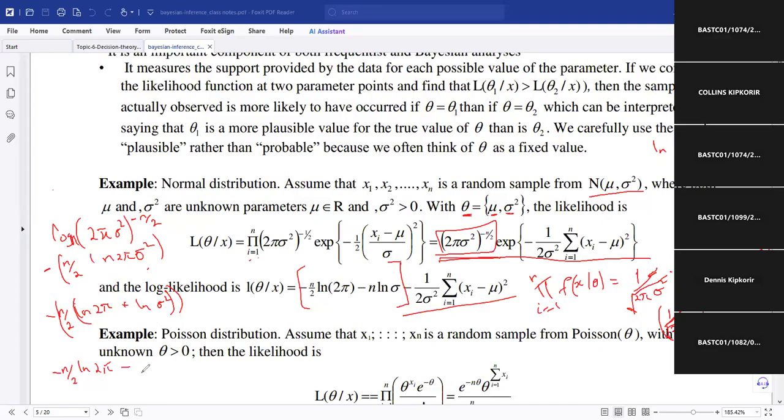2 multiplied by n over 2 ln of sigma, so that these 2 and 2 cancel, so that I have negative n over 2 ln 2 pi minus n ln sigma. And that is how this part is coming out of this particular case. So that now I have that to be the log likelihood function.